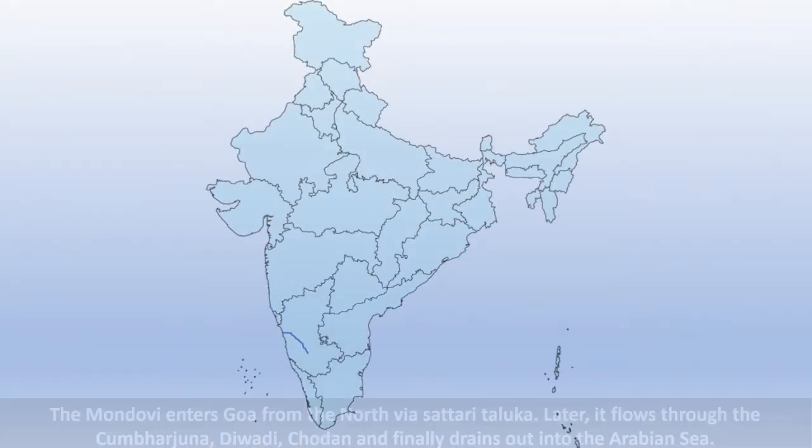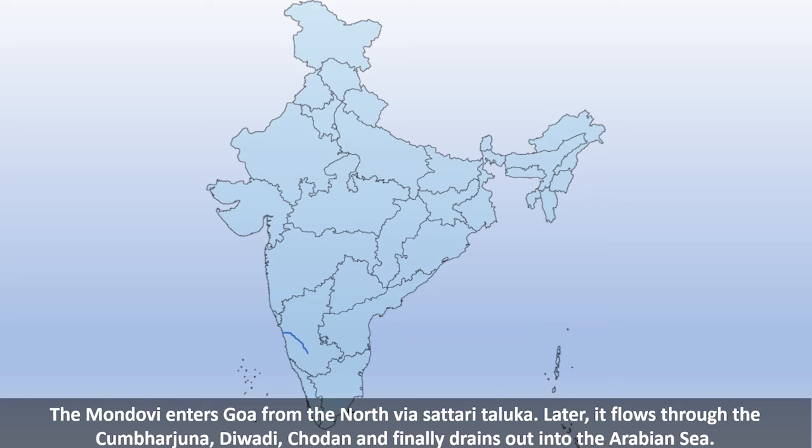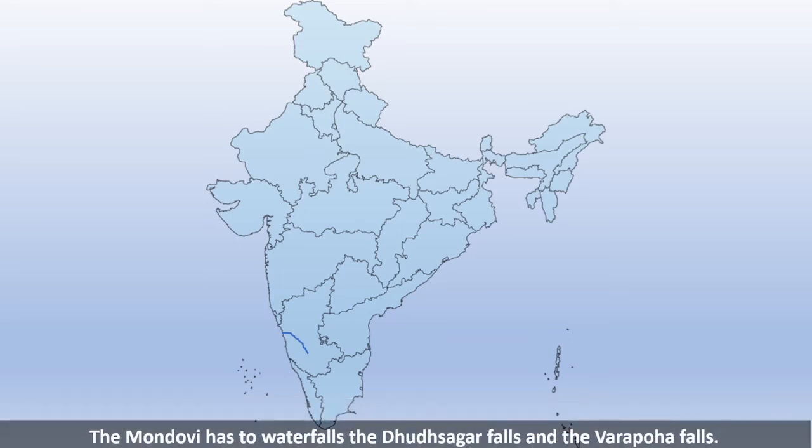The next river we are going to discuss is the river Mandovi. The other names of this river are Mahadayi and Mahadei. This river is the lifeline of the state of Goa. The origin of this river is the group of 30 springs at Bhimgad in the Belgavi district, Karnataka. This river enters Goa from the Sattari Taluka.